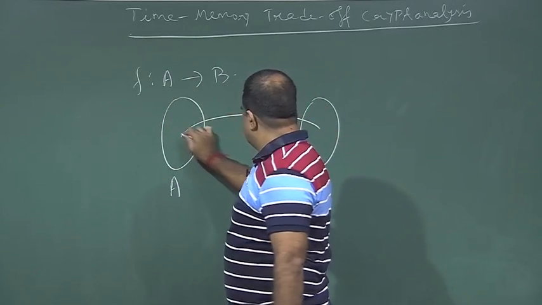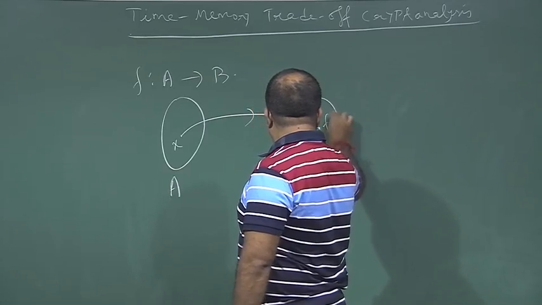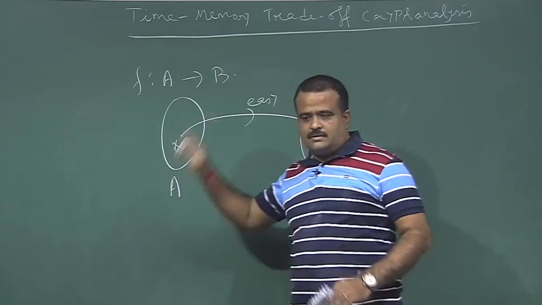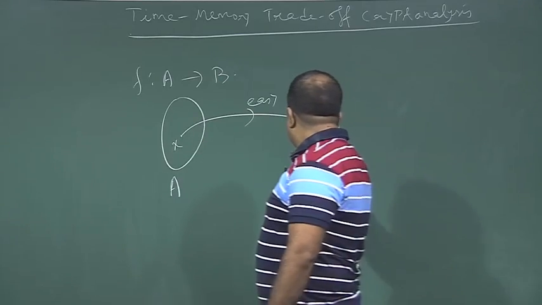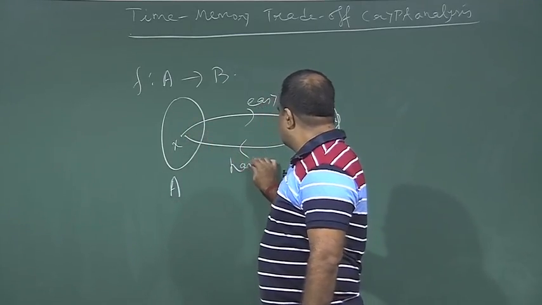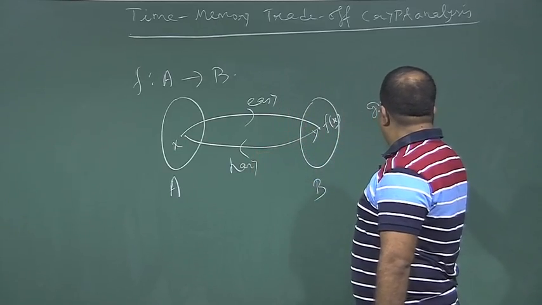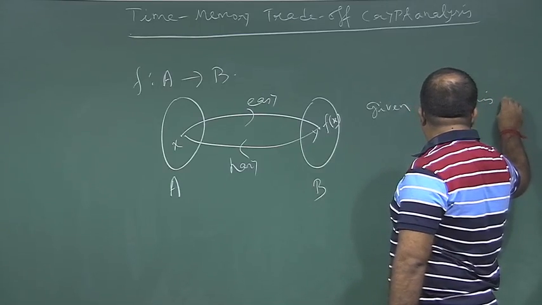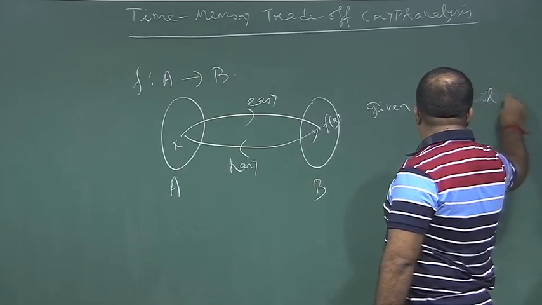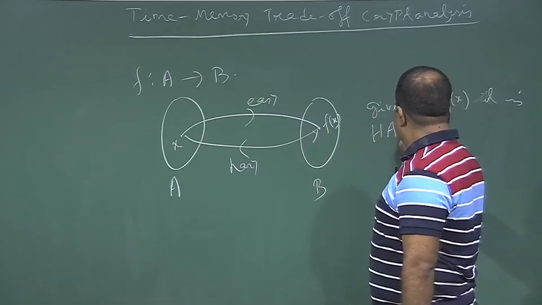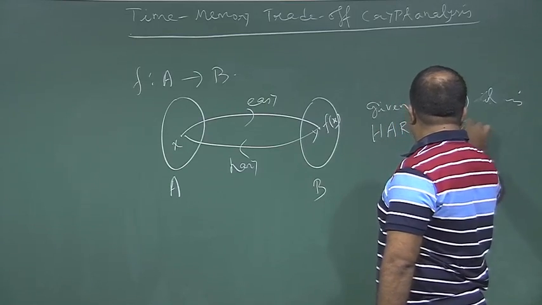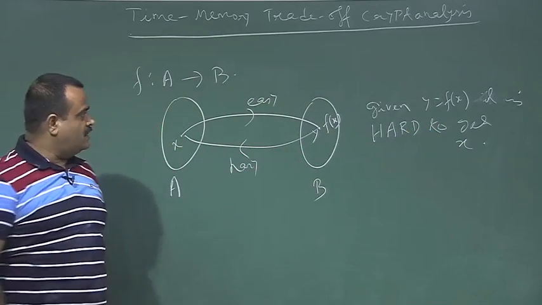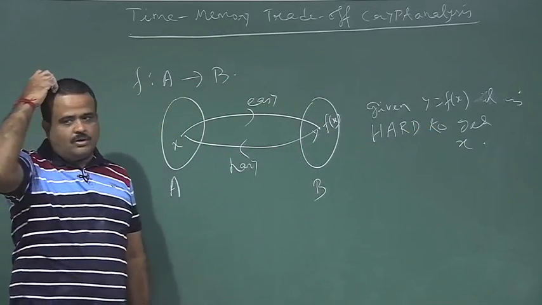From this way it is easy. If we have an x, it is f of x, which is basically y. This is easy, meaning there is a polynomial time algorithm to compute this. But this way it is hard. Given f of x or y, it is hard to get x. Inverting f is called a one way function.